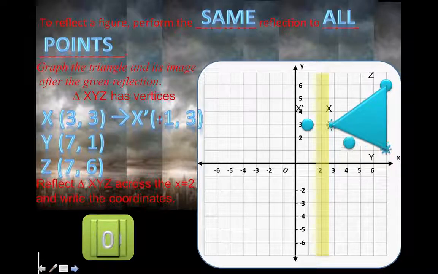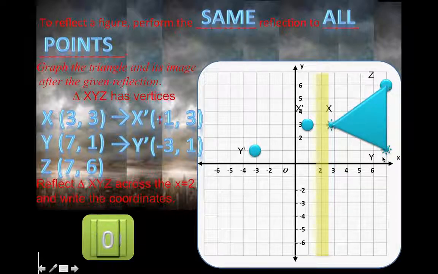We're doing Y next. We're counting over. It's 1, 2, 3, 4, 5 spaces. So count 1, 2, 3, 4, and 5 spaces here. Labeling it Y prime. We should be at the point negative 3, positive 1. Hopefully I didn't make another mistake in this. Be at negative 3, positive 1. Perfect.